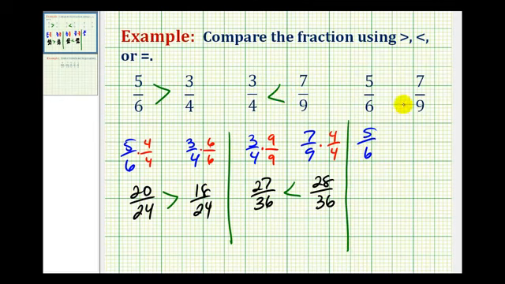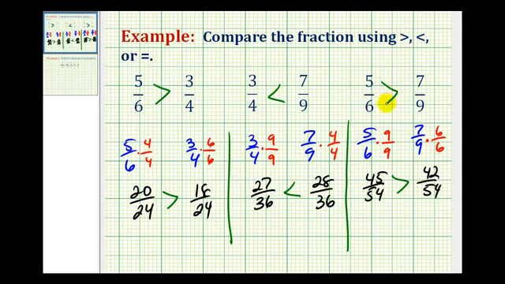Now let's compare 5/6 and 7/9. We'll use the common denominator of 54, which can be found by multiplying 6 times 9, which means we'll have to multiply this first fraction by 9/9 and the second fraction by 6/6. So 5/6 is equivalent to 45/54, and 7/9 is equivalent to 42/54. So now it's much easier to recognize that 45/54 is greater than 42/54, therefore 5/6 is greater than 7/9.